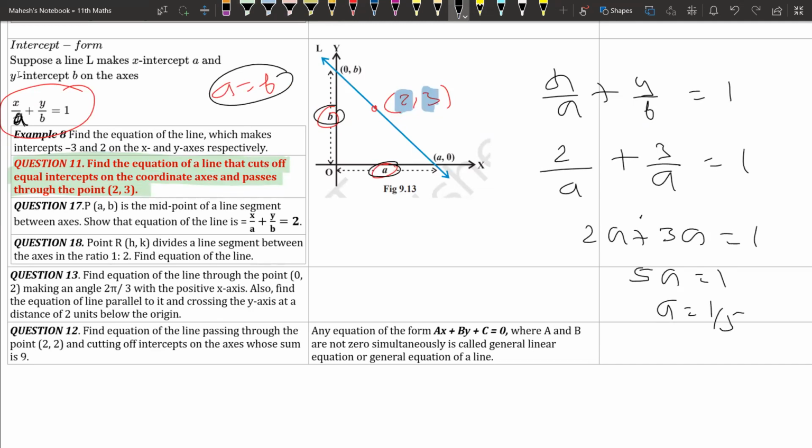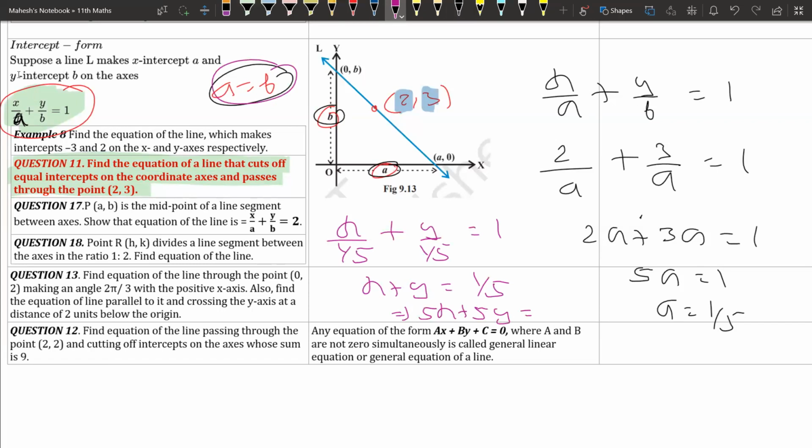Once we get the value of a, we can apply this formula once again, this time taking x and y as the general point. So this is x over a, with a replaced with 1 over 5, plus y over b. b and a are equal, as you know, so I can replace this also with 1 over 5, is equal to 1. Now, this is x plus y, and on transposing and taking LCM, finally we can simplify it as 5x plus 5y is equal to 1. So that will be the answer for question number 11.